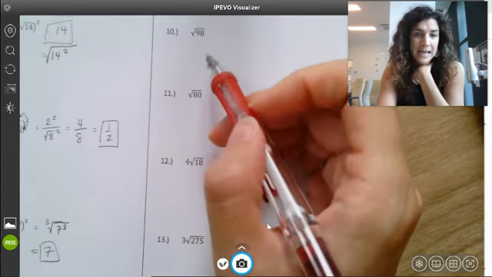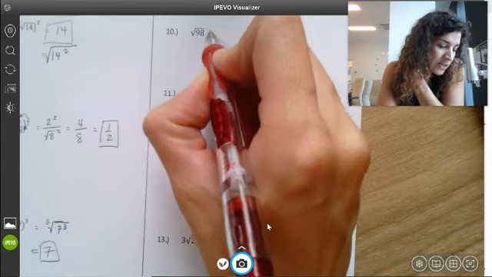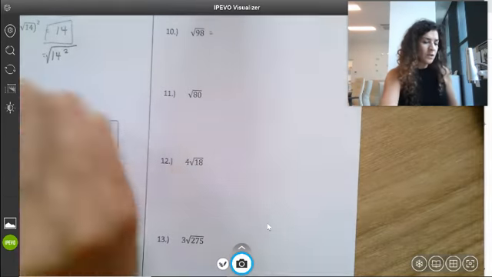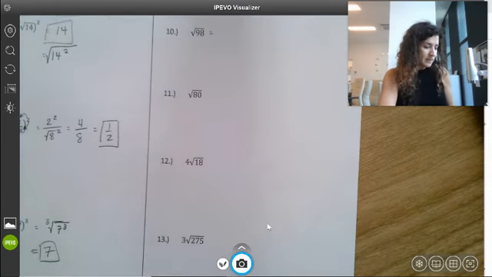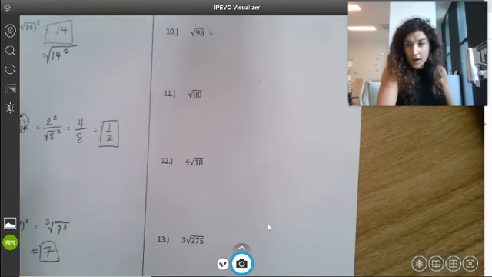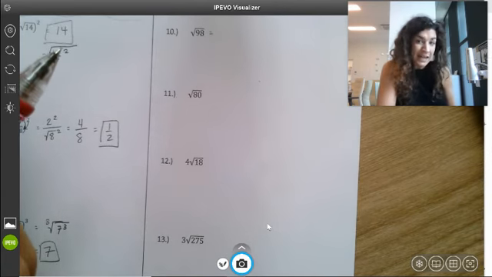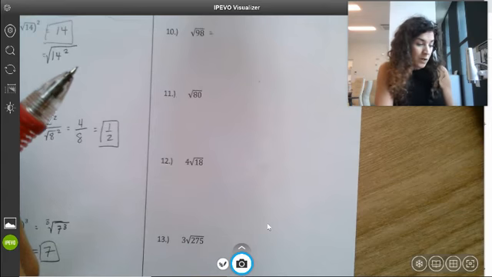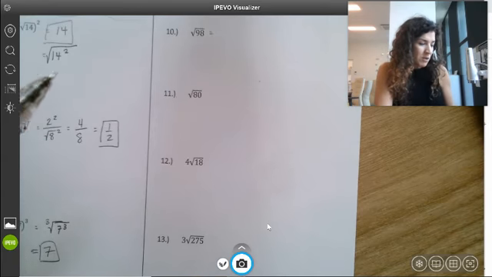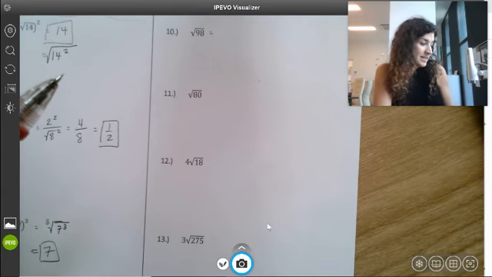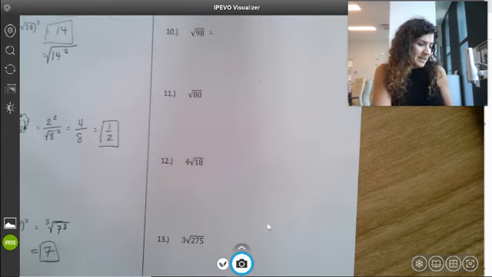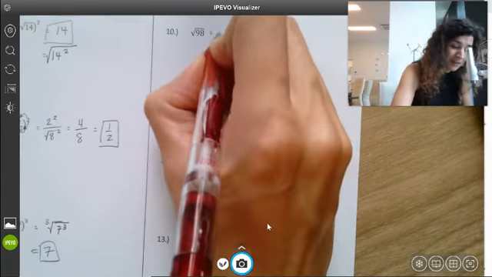So for problem 10, what we need to do is find a perfect square that goes into 98. And I'm going to do baby steps here because I know that 4, oh, wait, never mind. I don't know that 4 is going to go into it. I tried 98 divided by 4 and that didn't work. 98 divided by 9 wouldn't work. 16 wouldn't work. 25 wouldn't work. I wonder if 36 would work, which it doesn't. And so I think that the square root of 98 is just the square root of 98.